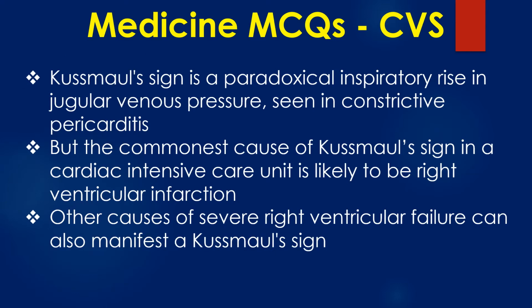Kussmaul's sign is a paradoxical inspiratory rise in jugular venous pressure seen in constrictive pericarditis. But the commonest cause of Kussmaul's sign in a cardiac intensive care unit is likely to be right ventricular infarction. Other causes of severe right ventricular failure can also manifest a Kussmaul's sign.